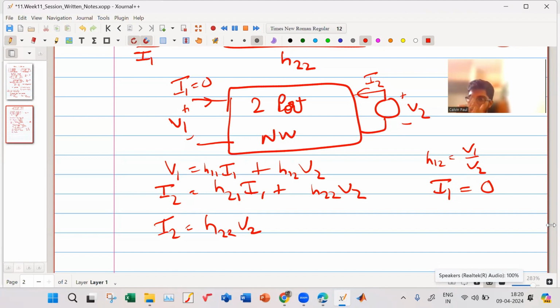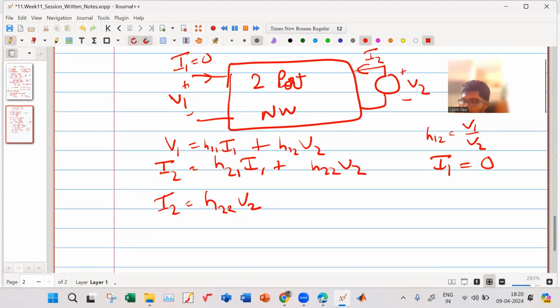Okay, I'm looking in from port 2. And from port 2, I have applied a voltage, and then there is the current entering in. So that is what I'm looking into the network, right? So now V2 by I2. Yes, so I'm looking for V2 upon I2 is equal to 1 by H22.